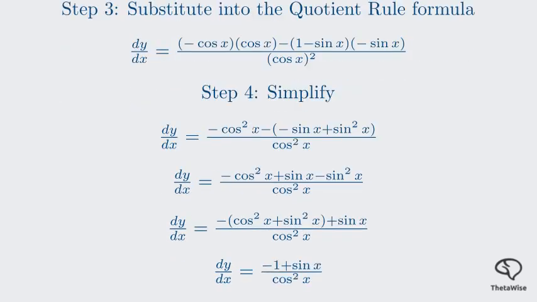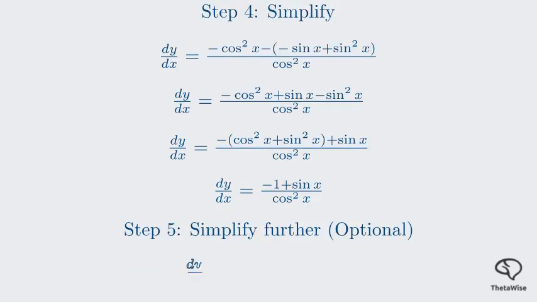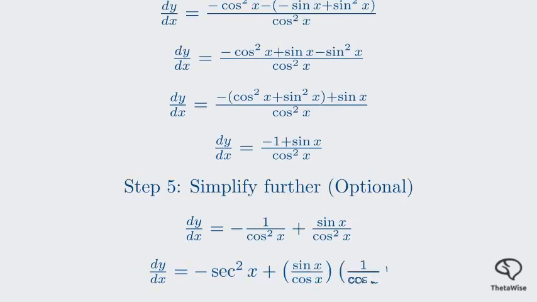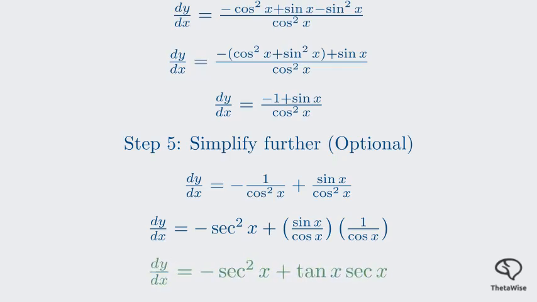Remember the fundamental trigonometric identity: cosine squared plus sine squared equals 1. So we can rearrange the numerator to be negative of cosine squared plus sine squared, plus sine x. This simplifies to negative 1 plus sine x. We can simplify this further by splitting the fraction. This gives us negative 1 over cosine squared x plus sine x over cosine squared x. This simplifies to negative secant squared x plus secant x tan x. You could also leave the answer as negative 1 plus sine x over cosine squared x. Both are correct.